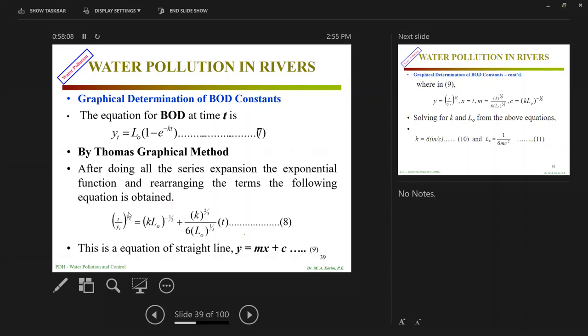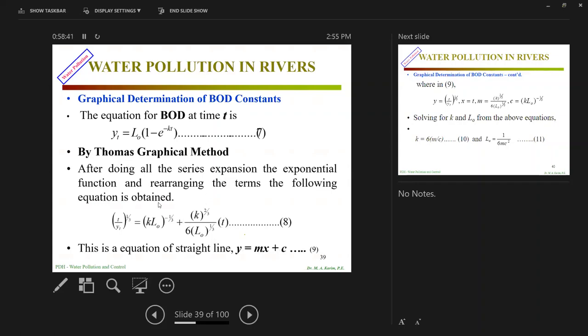So t over y to the power 1/3 equals k L0 to the power negative 1/3, plus k to the power 2/3 divided by 6 L0 to the power 1/3, times t. So this equation can be made equivalent to y equal to mx plus c. That means this would be y, this would be m, this would be x, and this whole thing would be c. And this is a straight line, right? If I draw a straight line, then the intercept would be c, and m would be the slope. We should be able to find it.